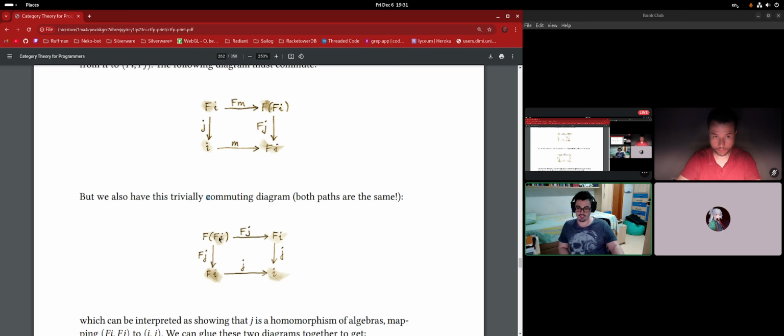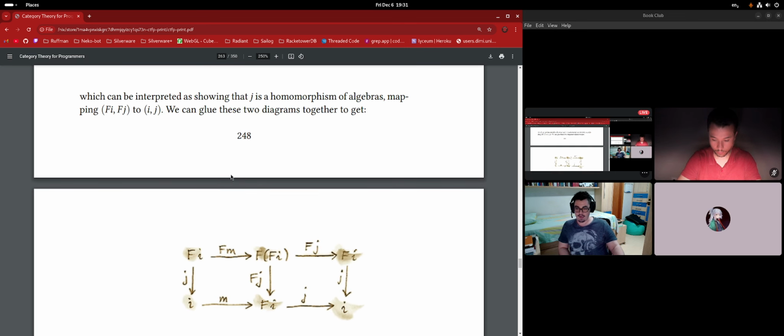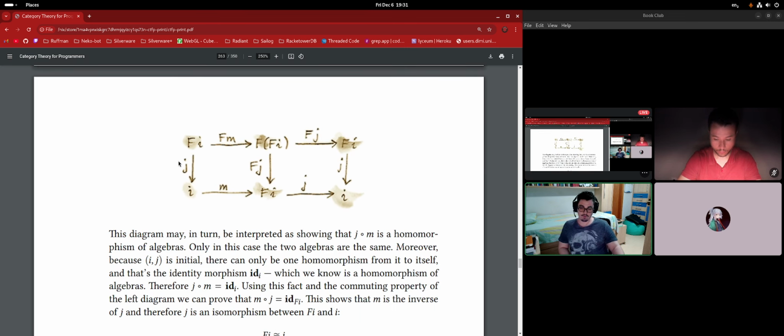We are just reflecting this thing up here. Oh, you can see my mouse, right? No, I cannot. Thanks, Wayland. Which could be interpreted as showing that J is a homomorphism of algebras, mapping this thing to this thing. And then we glue the two diagrams together, and we form this other thing.